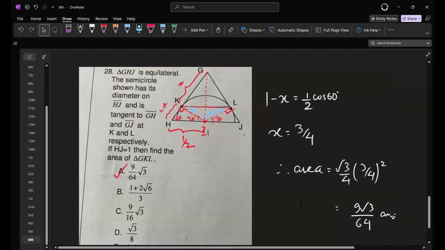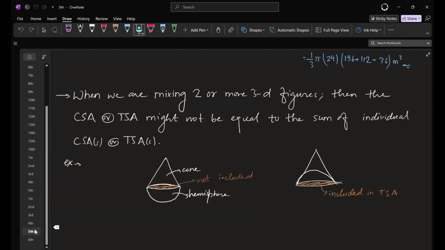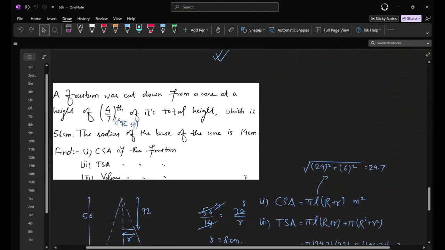No. Questions are finished now. Now we are going to continue our discussion on 3D geometry. I guess up until frustum we have done, the formula derivation for frustum. And one question also we did.